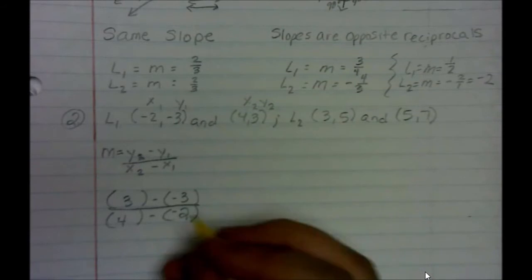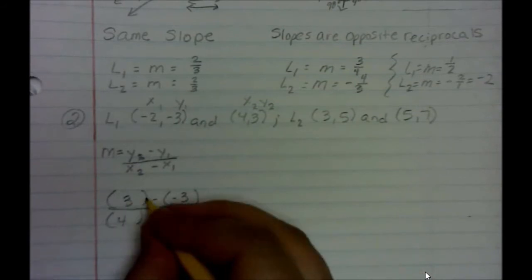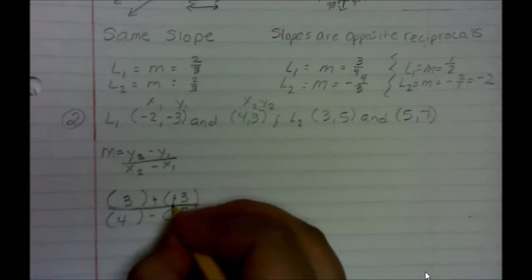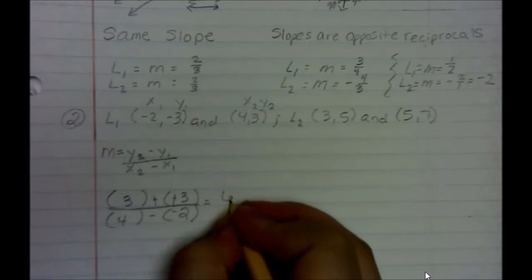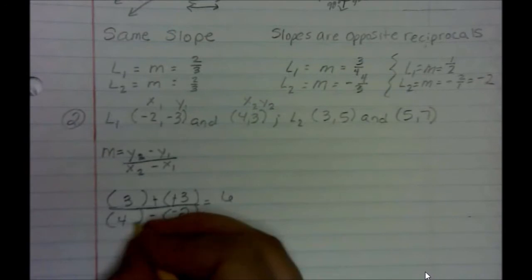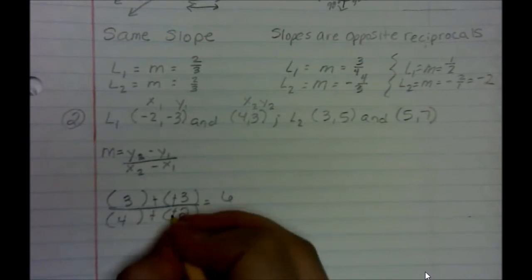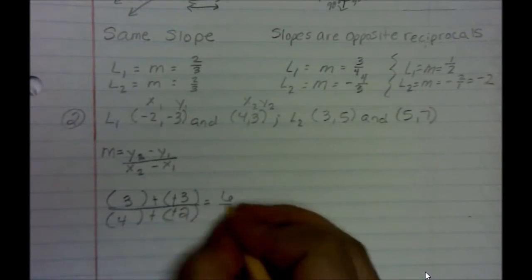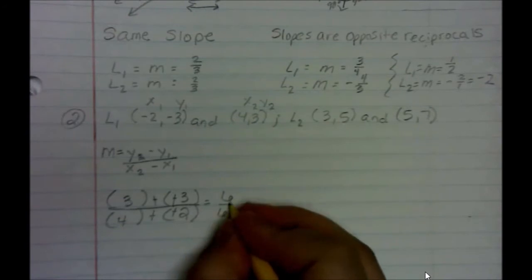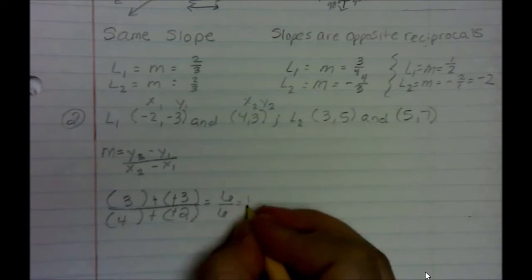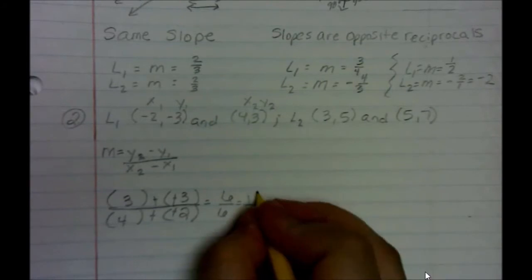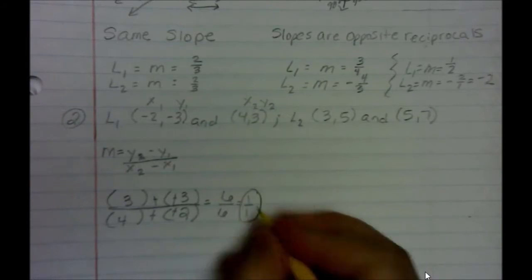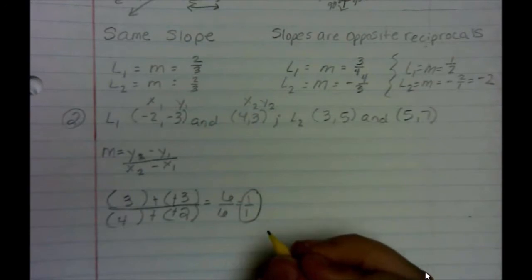So I'm going to keep, change, opposite. 3 plus 3 is 6. And then I'm going to keep, change, opposite. 4 plus 2 is 6. So 6 divided by 6 simplifies to be 1 over 1, which could also just be 1. But we're going to leave it as a fraction because we know that our slope is always a fraction.